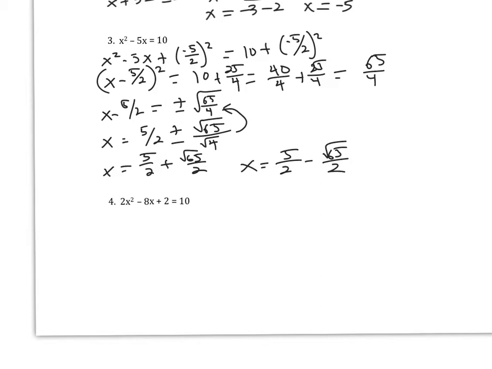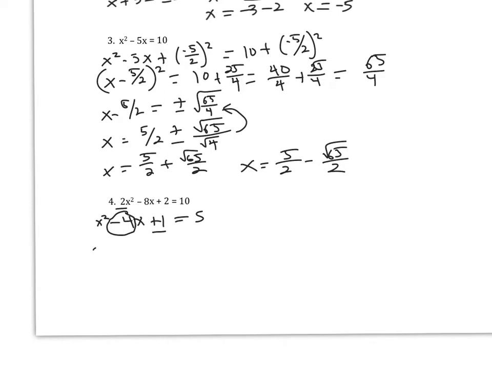Okay, next one. First step here is we want to deal with this 2, so we're just going to divide it out by dividing everything by 2 to give us x squared minus 4x plus 1 is equal to 5. For this left side to be a perfect square trinomial, this term here has to actually be equal to positive 4, so which is negative 4 divided by 2 squared.